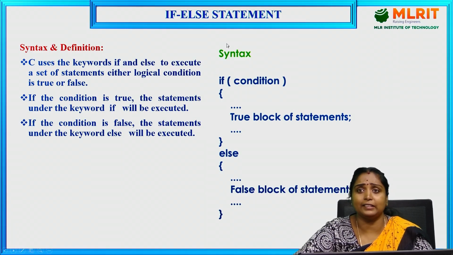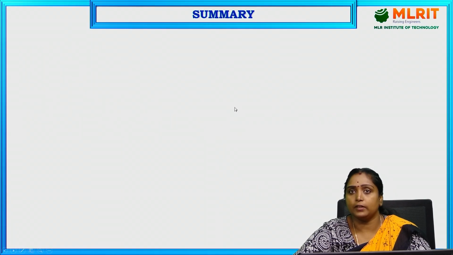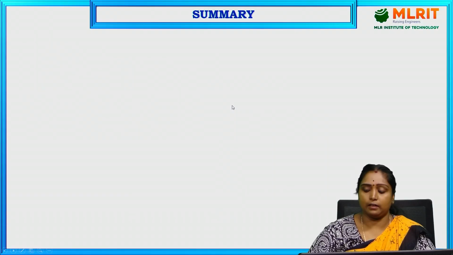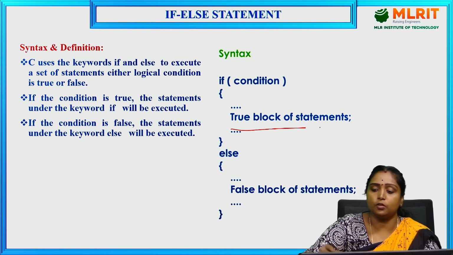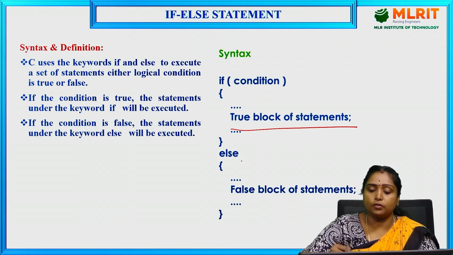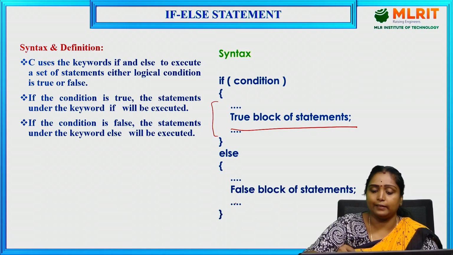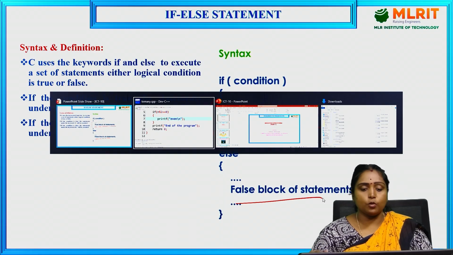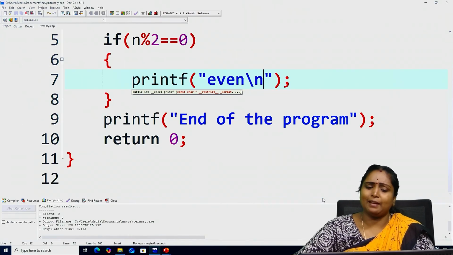So this is the syntax. If the condition is true, it will execute this block of statements. If the condition is false, it will skip these statements and execute the else block statements. Let us go with a small example. The same example we will see.